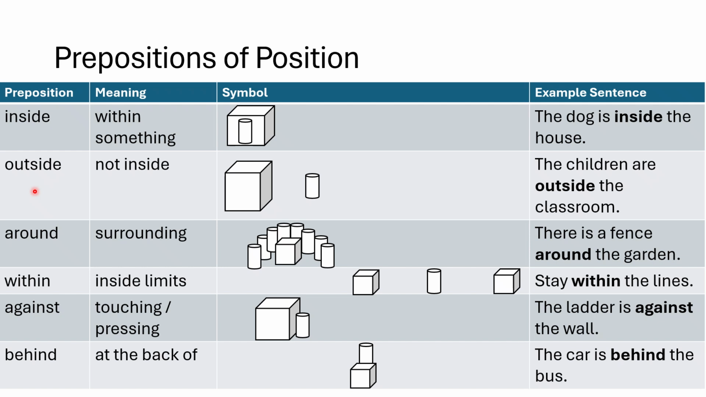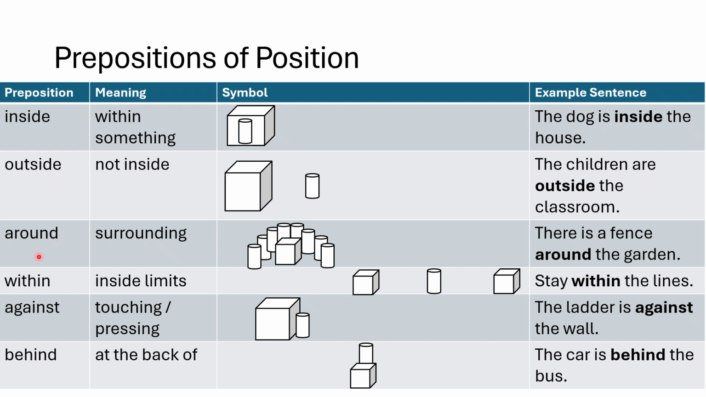The preposition outside means not inside. It is the opposite of inside. This symbol illustrates the cylinder outside the box. Listen to the example sentence. The children are outside the classroom.